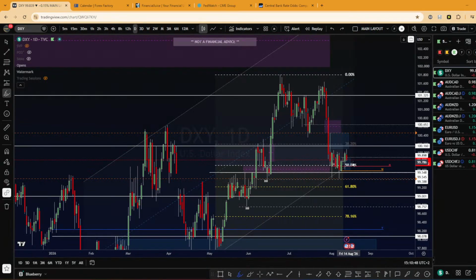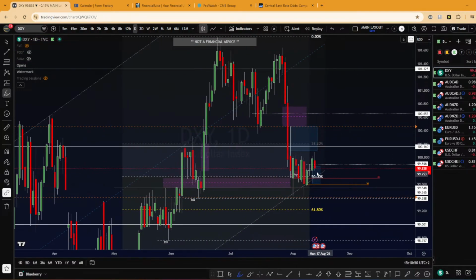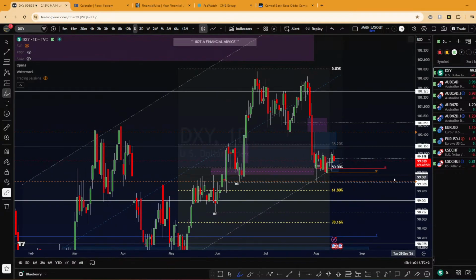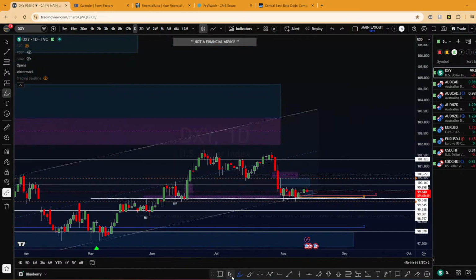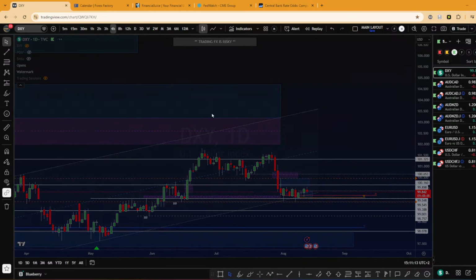So that's why I think maybe price could even drop lower before buying again. Who knows? I don't know. But long term, I'm still bullish. It's just that right now the fundamental economic news is not on my side. So let's go down to the 4 hour.